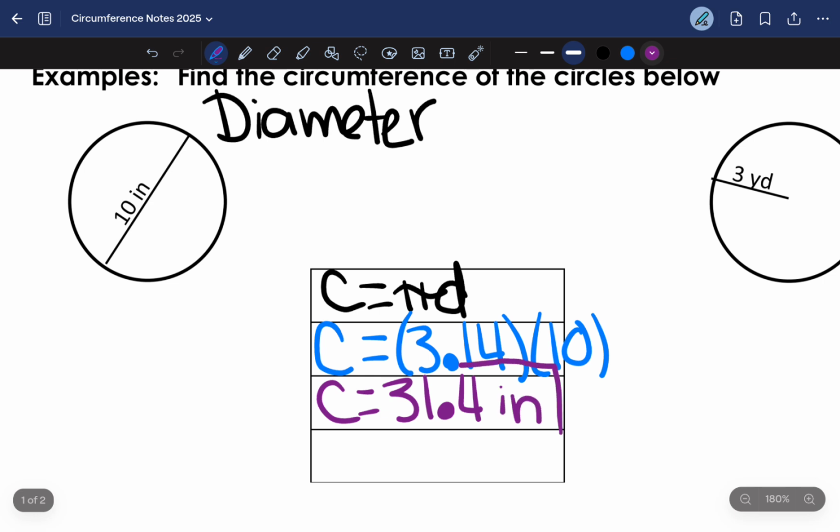And remember, it's inches. It's not squared because it's not area. Area is the space inside the circle. Circumference is essentially the perimeter of a circle, so that's why it is just singular units. All right, let's take a look at another one.